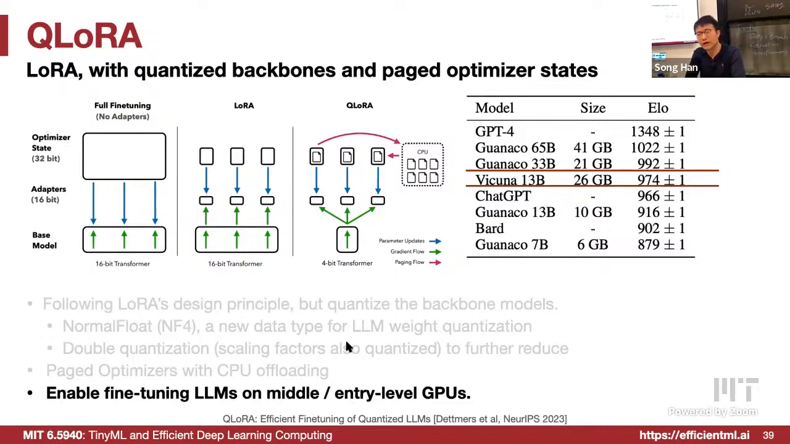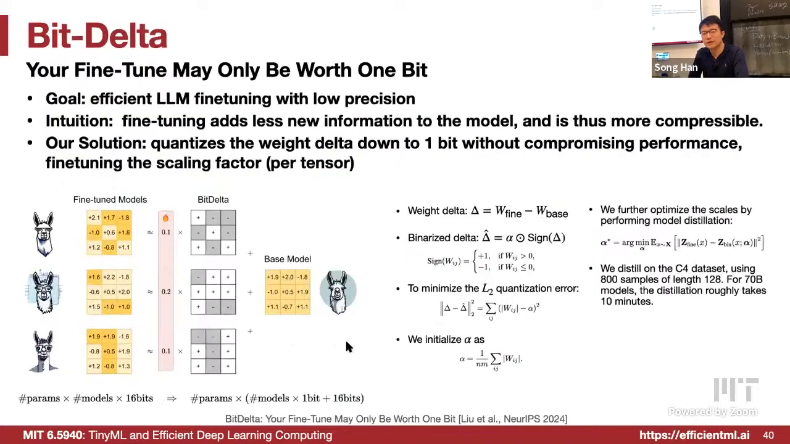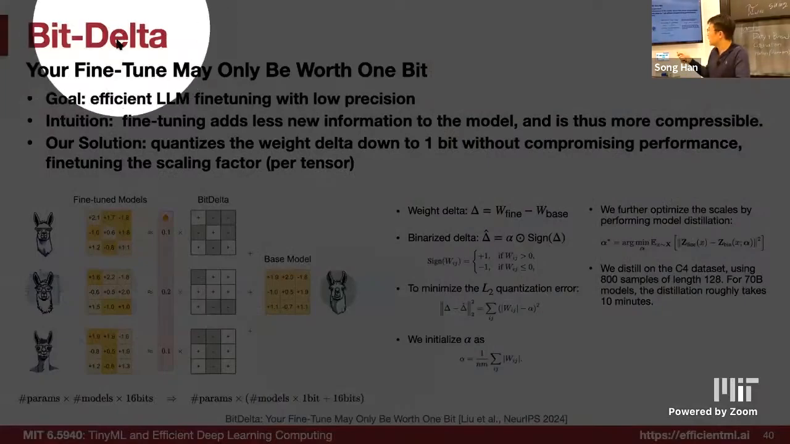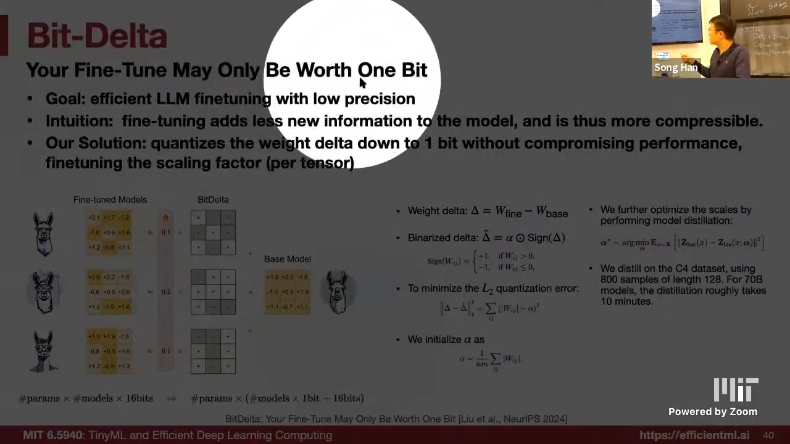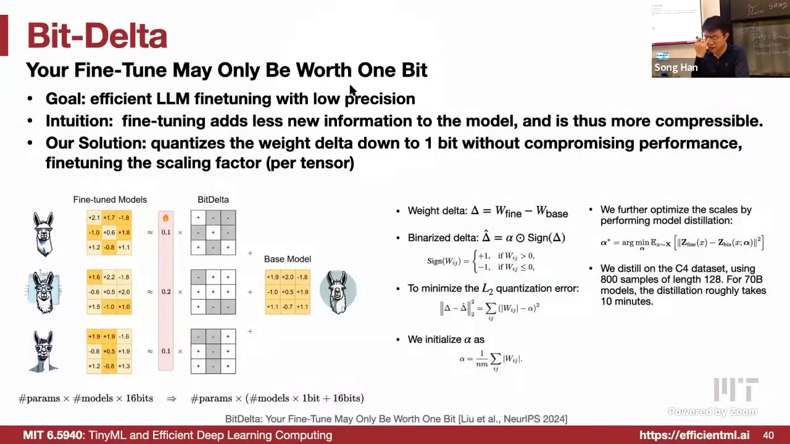So from LoRA, we can find there's a lot of redundancy during model fine-tuning. And the next idea is basically, can we push the frontier to only tune 1 bit? Recently we've been working on this project, BitDelta. Your fine-tune may only be worth 1 bit, to appear in NeurIPS this December in Vancouver. The goal is to perform efficient large language model fine-tuning with very low precision.